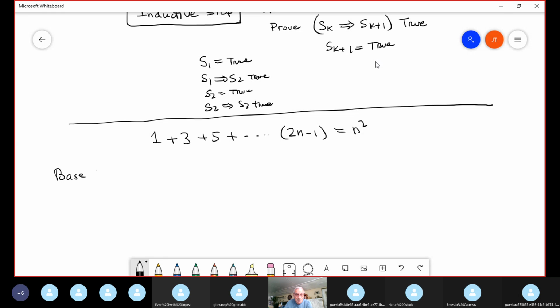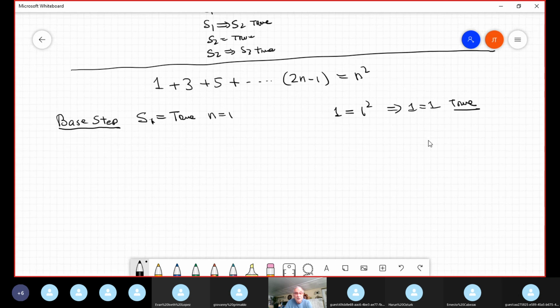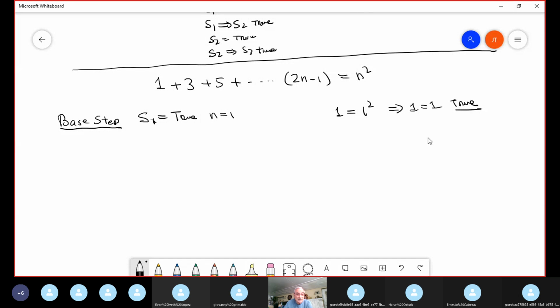Base step. The base step is to prove that S1 is true. What does S1 mean? n equal 1. With n equal 1, on the right hand side you have 1 squared. On the left hand side you take the first term. It's obvious that 1 is equal to 1. It's true. Okay? If it's not true, then violation, then it's impossible. And now the inductive step.